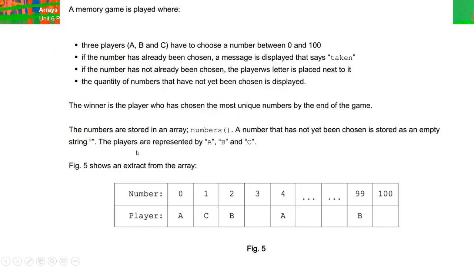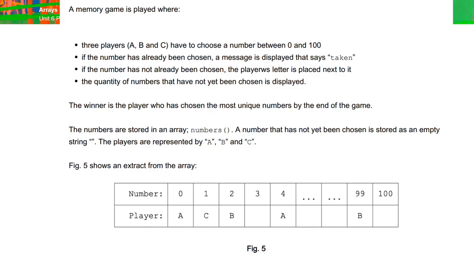Okay, so let's have a go at a question. A memory game is played where 3 players, A, B, and C, have to choose a number between 0 and 100. If the number has already been chosen, a message is displayed that says taken. So let's say I'm player A and I choose number 27, which is my birthday. And if, say, player B's already got it, it says taken. If the number has not been chosen, the player's letter is placed next to it. So under 27, you'd see A or whatever.